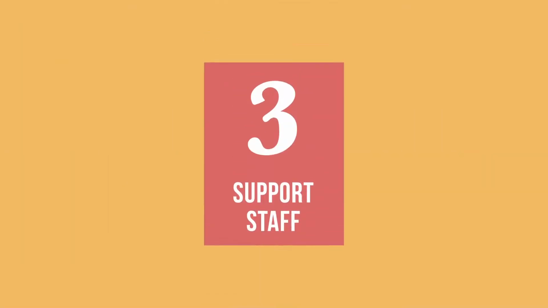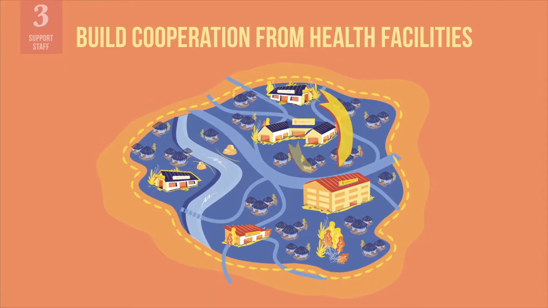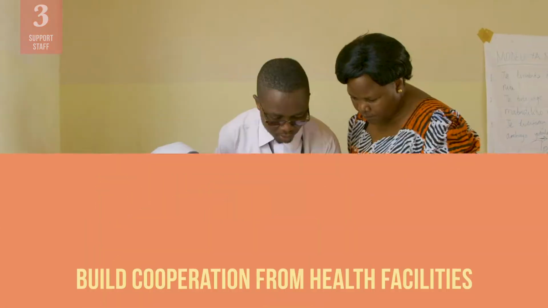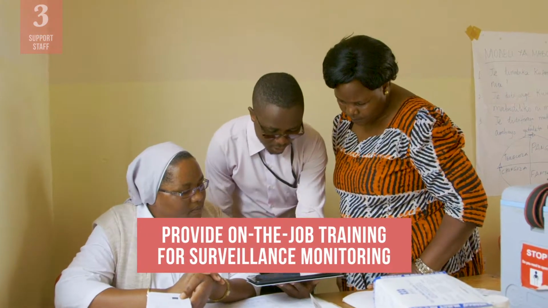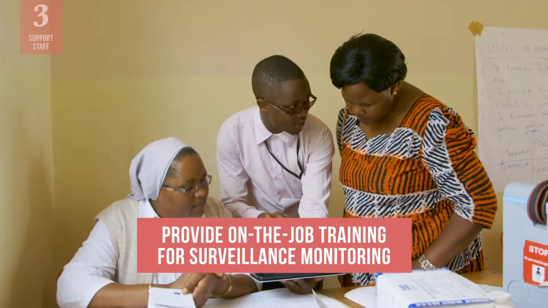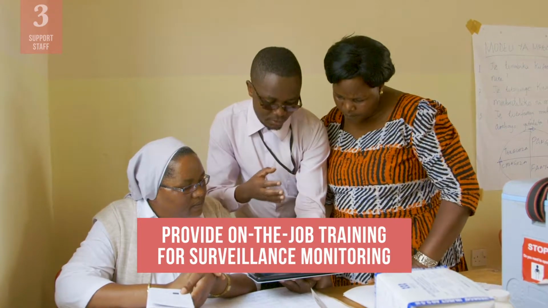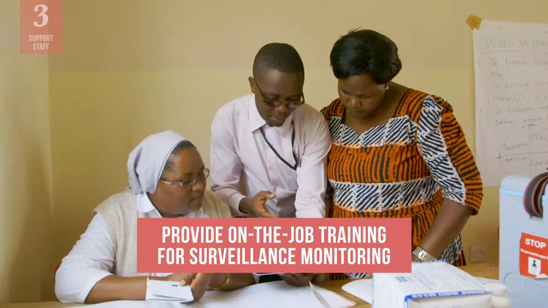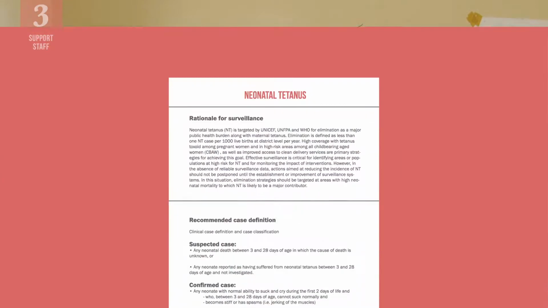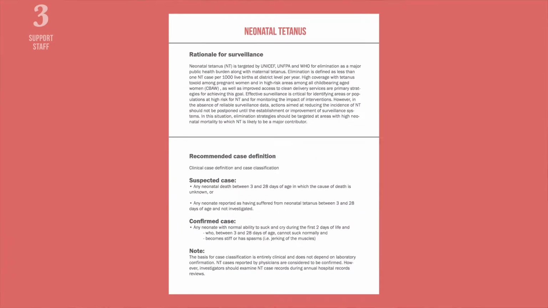Finally, support staff to carry out surveillance. Work to build cooperation from health facilities. Emphasize the importance of surveillance data from each and every facility. Provide on-the-job training to make sure staff know how to detect, investigate, and report disease cases, as well as the frequency of reporting. Confirm that health facilities throughout your district have and are familiar with accurate standard case definitions of each disease.